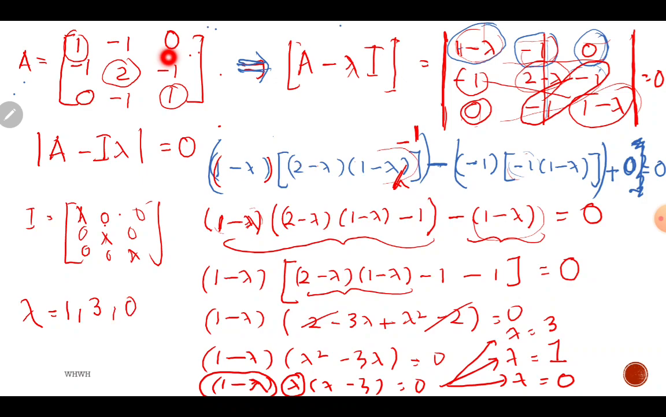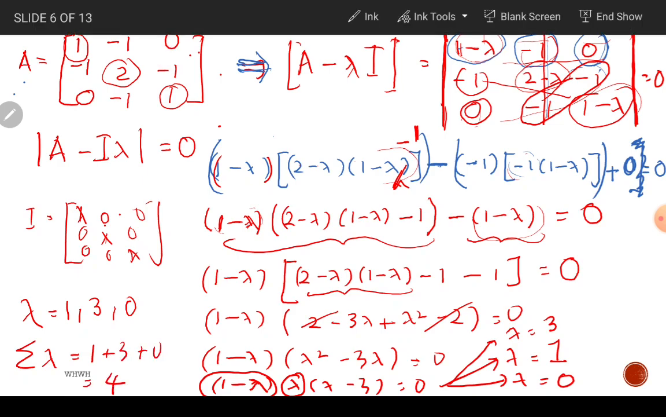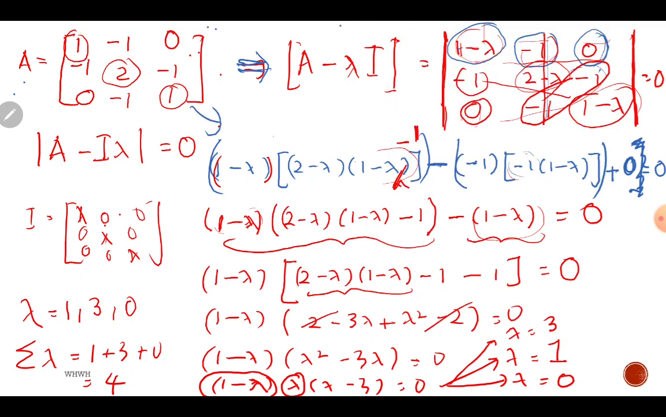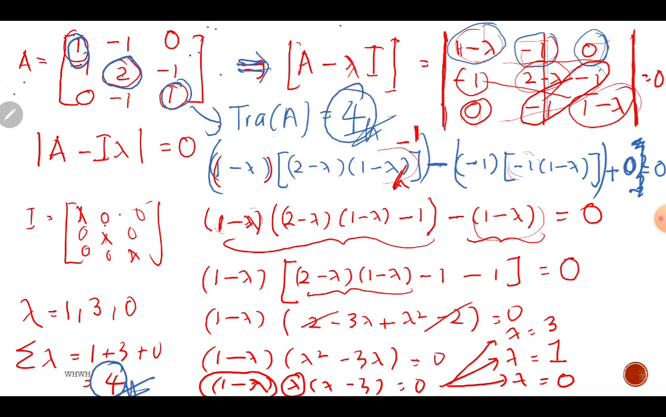Remember macam mana cara untuk kita determine whether we have gotten the correct eigenvalues or not? Macam mana? We find the summation of lambda kan. So, summation of lambda ni kita akan dapat 1 tambah 3 tambah 0 is equals to 4. So, dia sama tak dengan the trace of A? So, this matrix, what is the trace of A? 1 tambah 2 tambah 1. So, it's going to be equals to 4, right? Yes. We have gotten the correct answer here where we have 4 and here is 4. So, maknanya betul lah tu. We have got the correct eigenvalues.